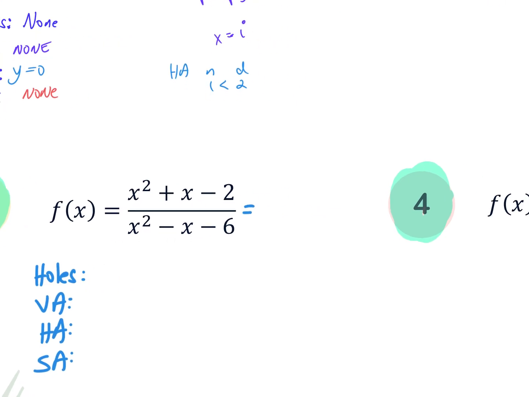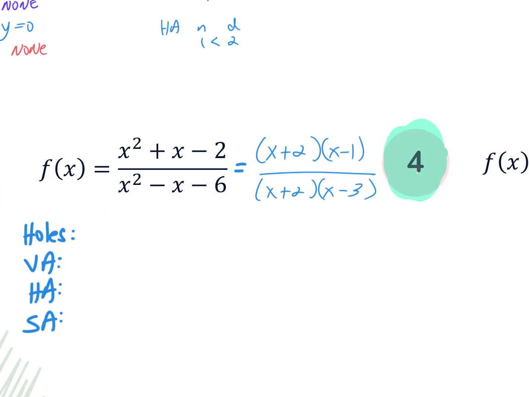Does my numerator here factor? Yeah. To what? x plus 2 times x minus 1. Perfect. What about the denominator? Factors of negative 6 that multiply to give me negative 6 and add to give me negative 1. x minus 3 and x plus 2. What do we notice? The x plus 2's. Cross that out and say, whoa, there's my hole.